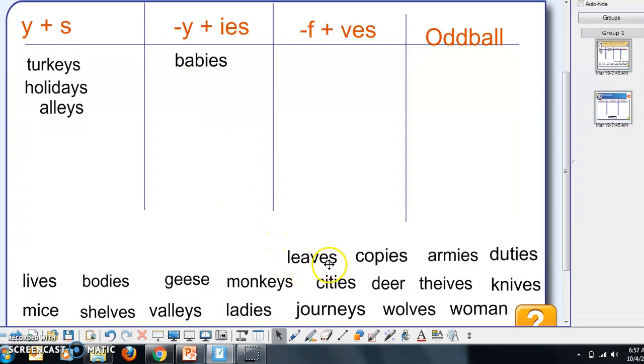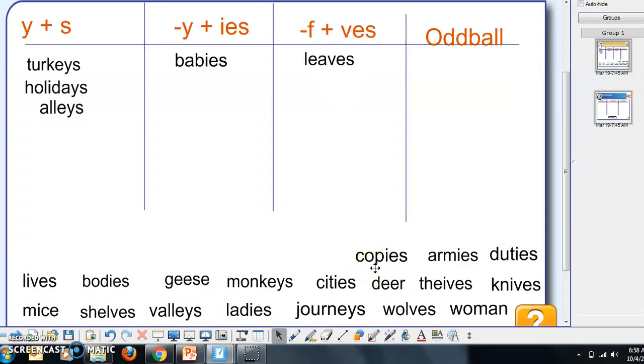Our next word is leaves. The singular version of leaves would be leaf. How would I spell the word leaf? L-E-A-F. So what would I have to do to make leaf plural? You got it. We would have to add the VES to make it plural.